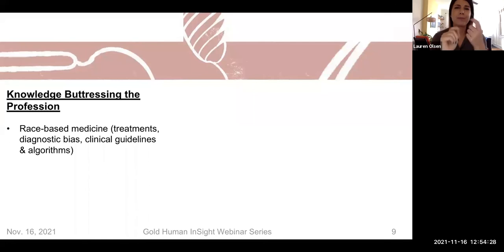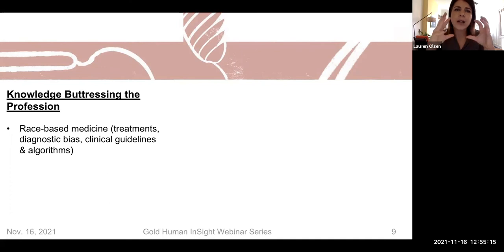And so you can think about this in terms of treatments, diagnostic bias, and clinical guidelines and algorithms. With regard to treatments, there's a famous case with BiDil, which was, I believe, a drug for heart disease, that the FDA did not approve. And then the pharmaceutical company turned around and said, actually, it's for Black people, and the FDA then approved it. So it wasn't good enough for the rest of the population, but it cleared muster for Black people, right? So this is maybe more of an egregious example.